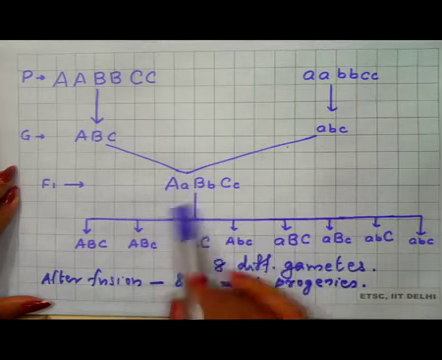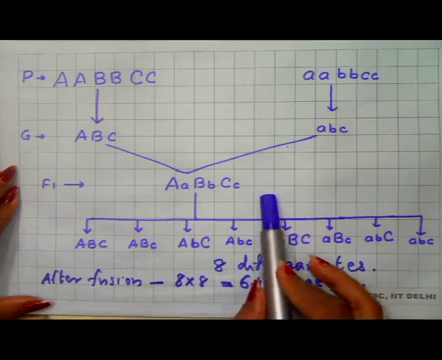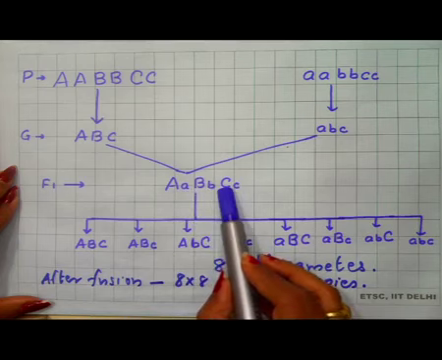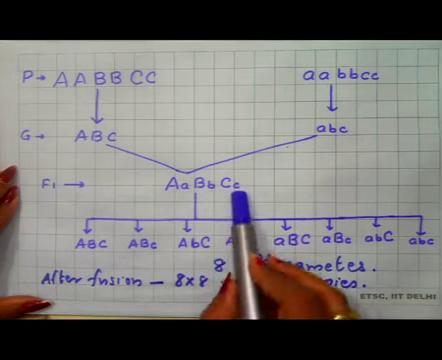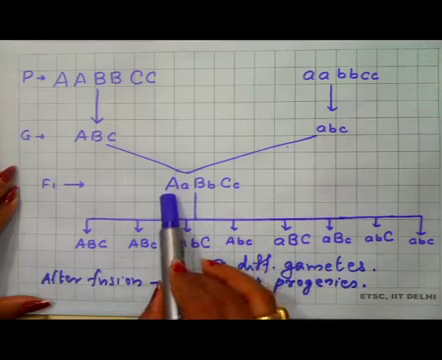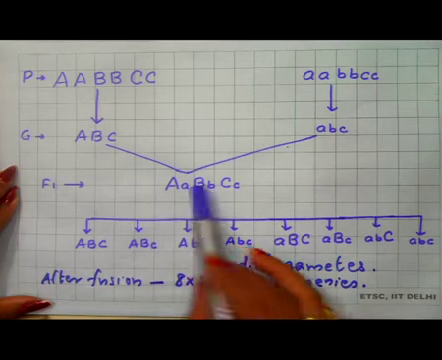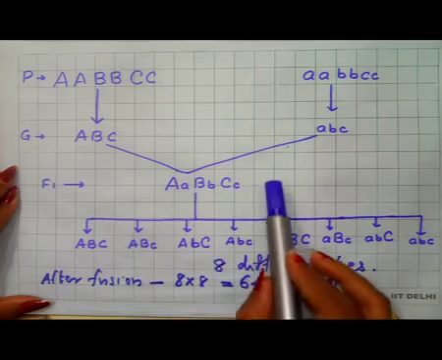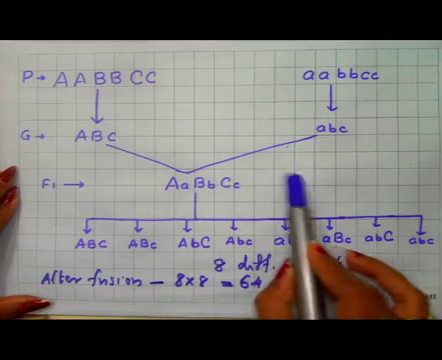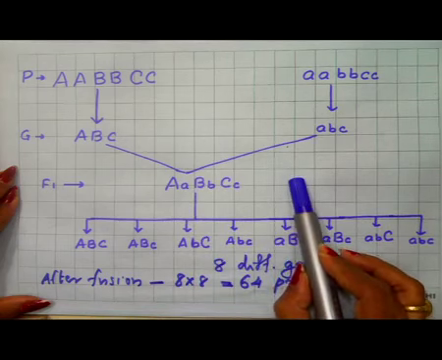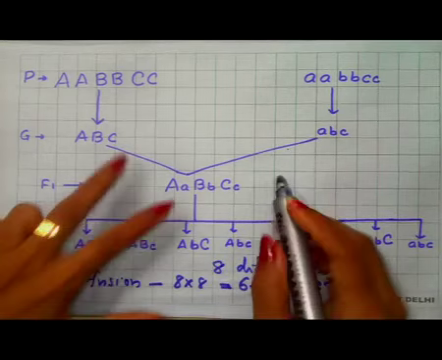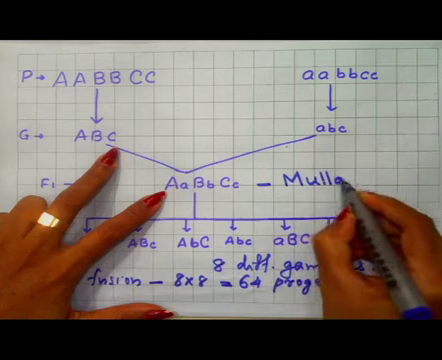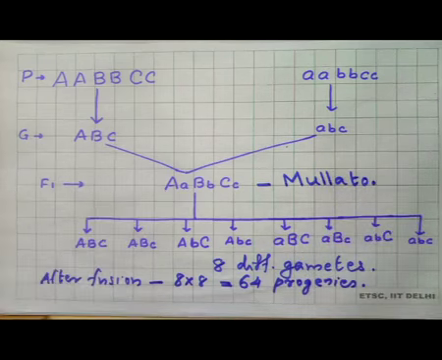When both the gametes fuse together in the F1 generation, you can see 3 dominant genes together and 3 recessive genes together: capital A, small a, capital B, small b, capital C and small c. So, here the dose of 3 dominant genes will be there in the phenotype, and this phenotype we will say is intermediate in skin color, that is mulatto.